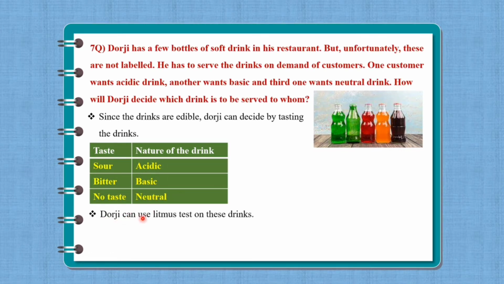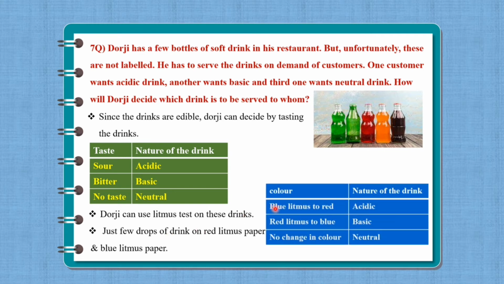Durji can use the litmus test on these drinks just by adding a few drops of drink on red litmus paper and blue litmus paper. Let us see the table. Blue litmus paper turning to red indicates acidic drink. Red litmus paper turning to blue indicates basic drink. No change in the color of the litmus paper indicates neutral drink.